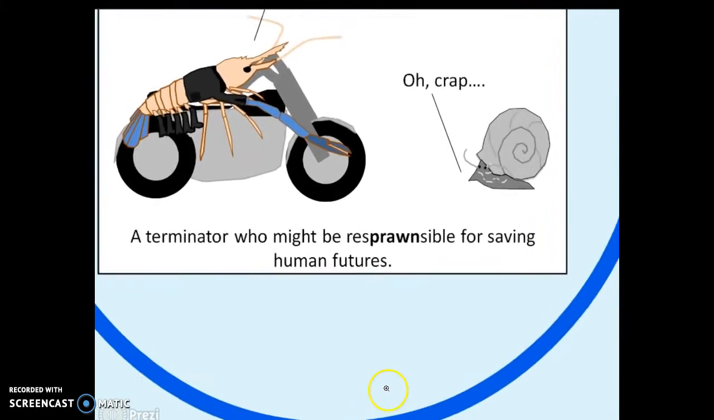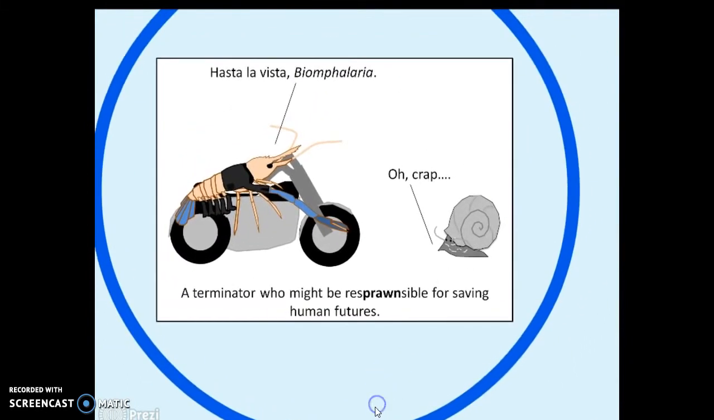And here's a cute little cartoon I wanted to share with you. It says, "Hasta la vista, Valeria," and it has our prawn on the motorcycle, the little snail saying, "Oh crap," and it says, "This is a Terminator who might be responsible for saving human features."